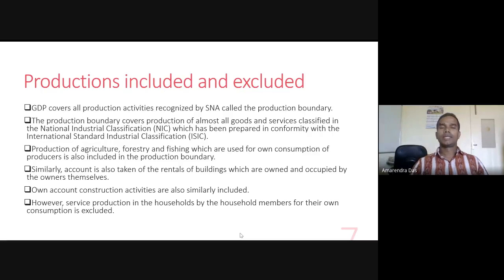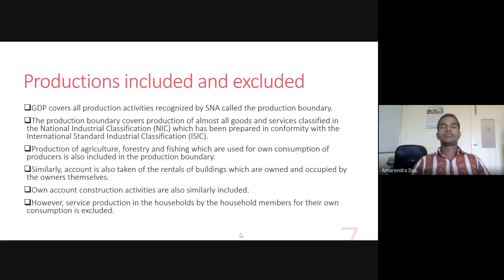Now, when we collect the data, we collect it under that particular category, depending upon this classification, and then we aggregate the output, and that's how we get the GDP or the gross value addition that has happened. Now, if you want to see the sectoral production, then you have to use this national industrial classification, and you can aggregate to get the value addition that happens in a particular sector, or you can say the sectoral GDP.